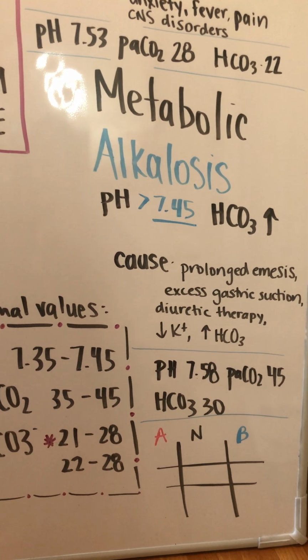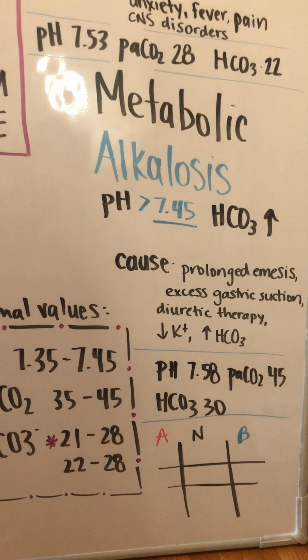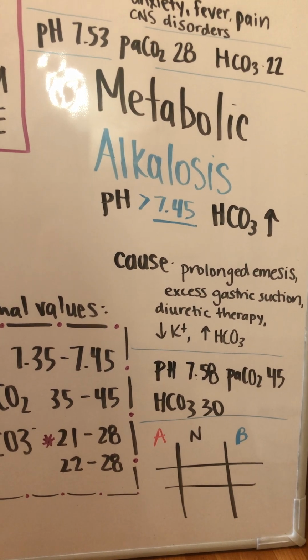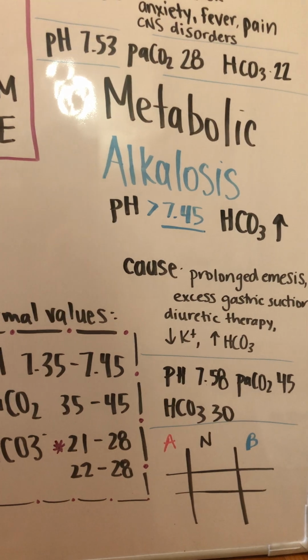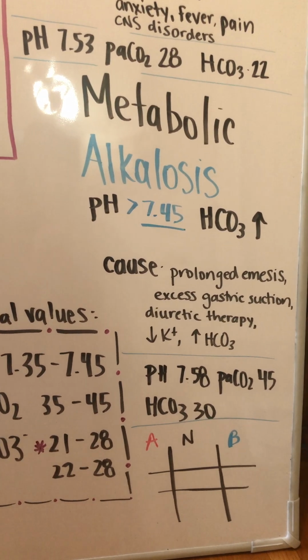And our bicarb is significantly elevated at 30. So it's outside of the normal range of 21 to 28. So we have an excess of bicarb, which is an excess of base, and it's metabolic in cause because it's bicarb. And here we know that it's metabolic alkalosis.